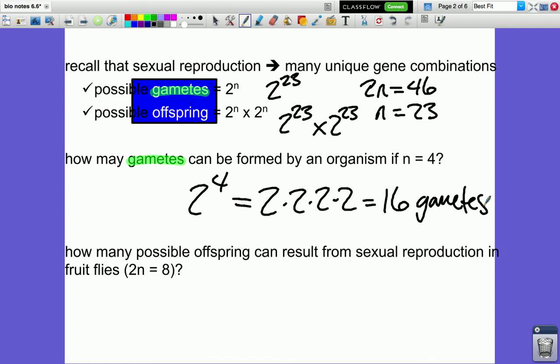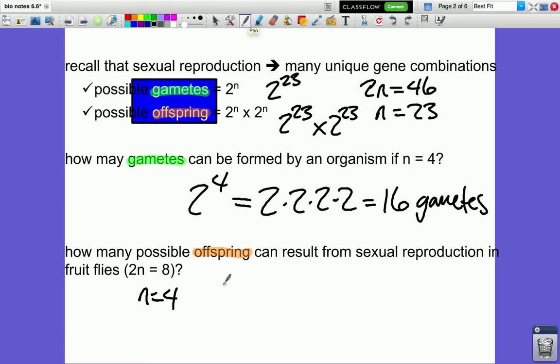The second question asks how many possible offspring can result from sexual reproduction in fruit flies in which 2n equals 8. Their diploid number is 8. Again, I always need my haploid number, so I need to figure out what n is. If I divide by 2, I'm going to get 4, so my haploid number is 4, just like in the question before. This time, though, I'm trying to figure out the total number of possible offspring. So I'm going to use the other equation up above, 2 to the nth times 2 to the nth.